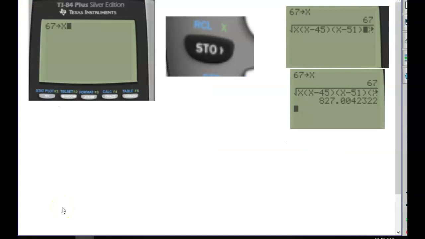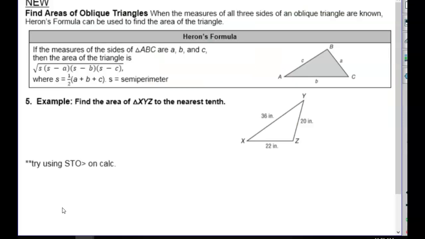Now, two things. You store into any variable you want, and then you just use that variable. The second thing is students freak out. Well, now there's a 67 stored in there. It doesn't matter. There's always something stored in your X. It's based on what you last graphed. Just don't worry about it, okay? It'll write right over the top of it. Don't ever worry that you stored something.